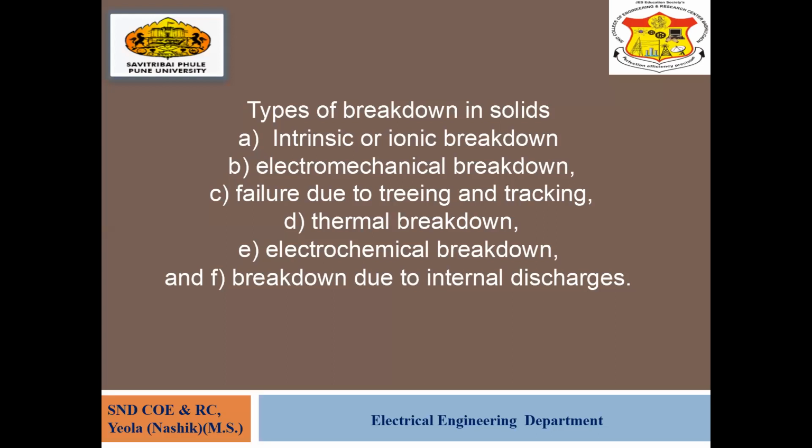When we look at breakdown in solids, we have to see how many types of breakdown occur. Always remember that there are six types of breakdown in a solid dielectric. First, intrinsic or ionic breakdown. Second, electromechanical breakdown. Third, failure due to treeing and tracking. Fourth, thermal breakdown. Fifth, electrochemical breakdown. And sixth, breakdown due to internal discharge.